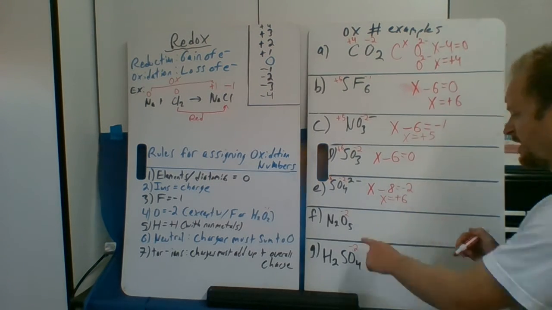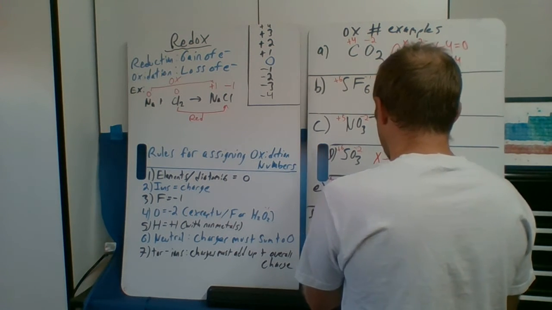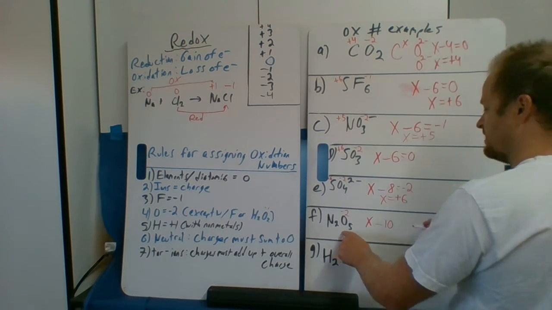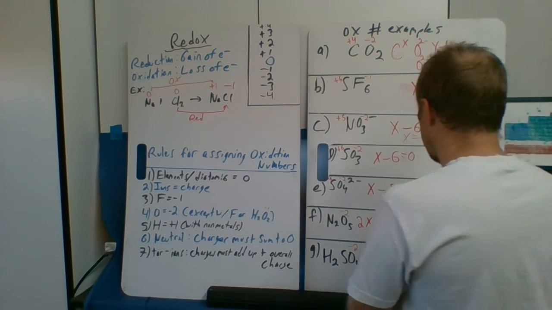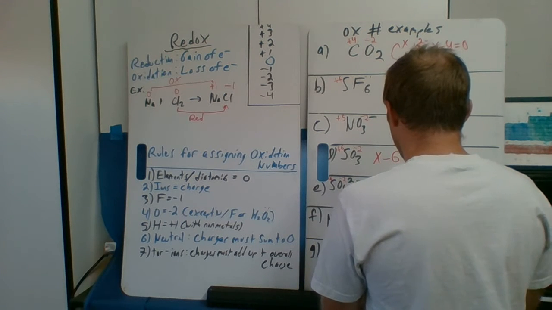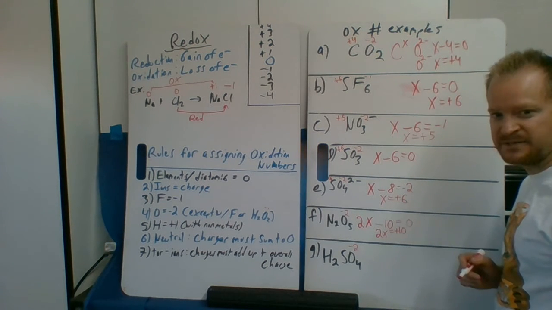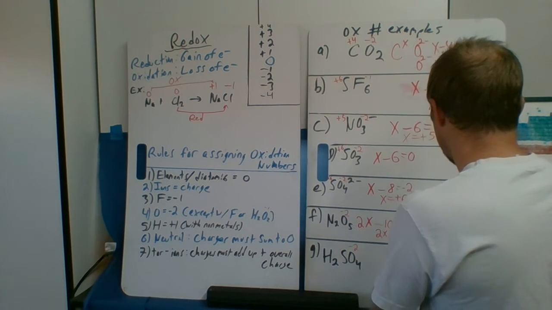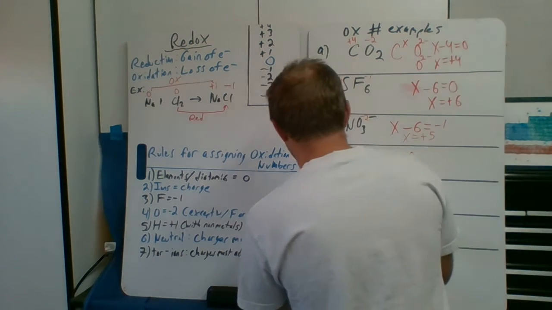Okay, let's look at this one now. -2 times 5 is -10. And normally we've done X, but if you look here, there's 2 N's. So it's going to be 2X minus 10 equals 0. So 2X is going to equal +10. Divide both sides by 2. X equals +5. And that is your charge for one of the nitrogens.